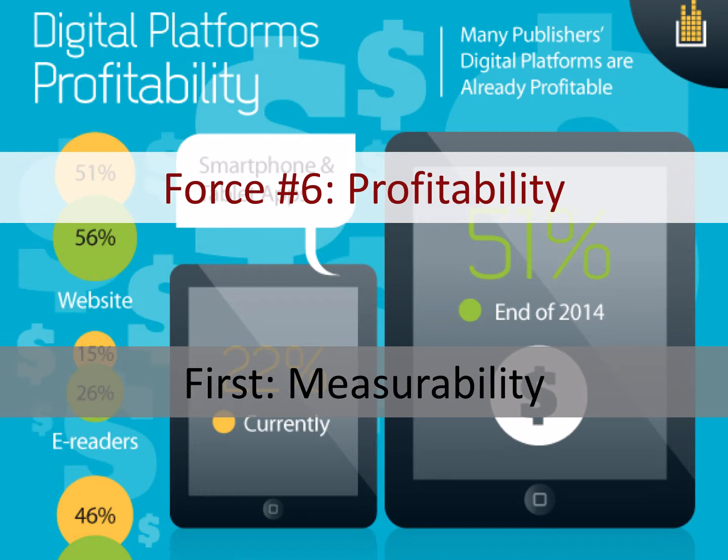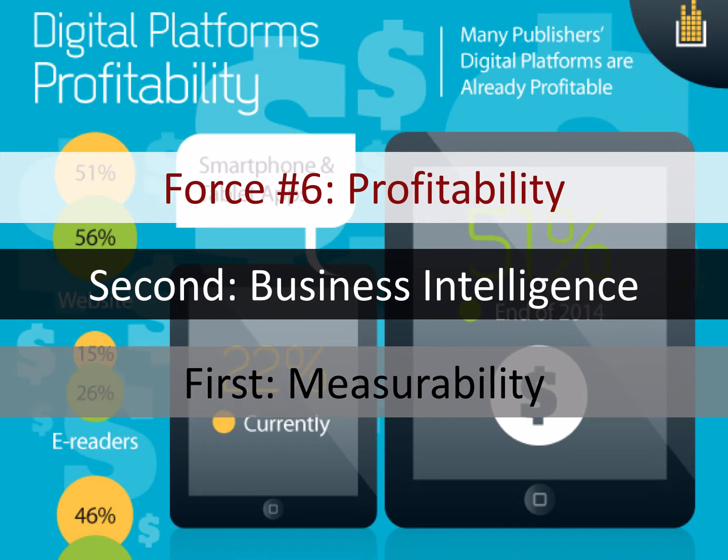But this measurability is not enough anymore. There's just so much data now that the data by itself is not useful. What is useful is business intelligence to make decisions, and this is the phase we're in right now: how we interpret all the big data to make business decisions. Those are the 6 forces, and I showed you how the first 2 phases carry across them.